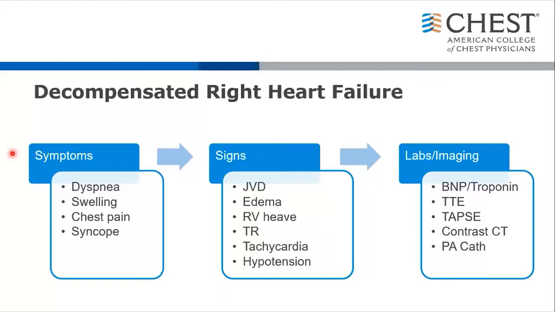Contrast CTs, usually you're getting it in this setting because you're worried about an acute PE, can help you with RV-LV ratio, which again will help you risk stratify in the case of an acute PE, or a high risk or intermediate risk PE.